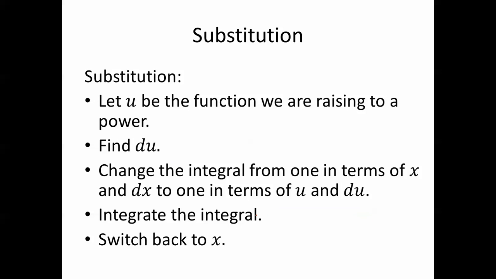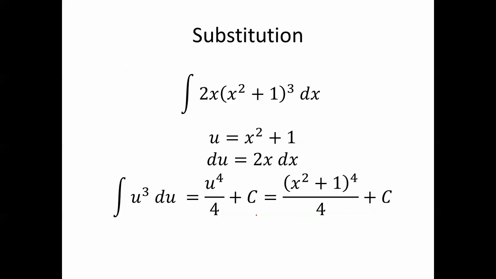Here's how it works. We let u be the function we're raising to a power. Find du. We change the integral from one in terms of x and dx into one in terms of u and du. We integrate the integral, and we switch back to x. So here we have 2x times x squared plus 1 cubed dx. Okay, u is the function we're raising to a power, so in this case it's x squared plus 1. Not x squared plus 1 cubed, just plain x squared plus 1. Du is then going to be 2x dx, which we have.